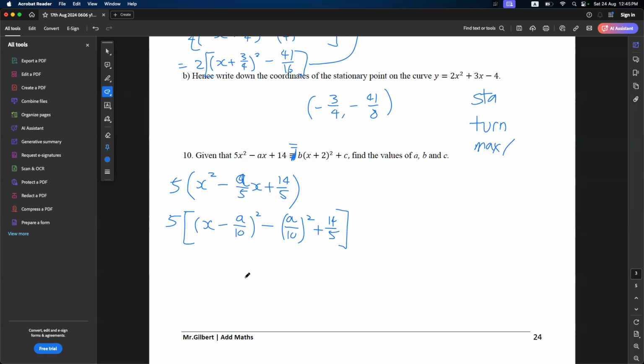First, you simplify the back part first. I don't think you can simplify the back part already, right? You'll get negative a squared over 100 plus 14/5. That's it.